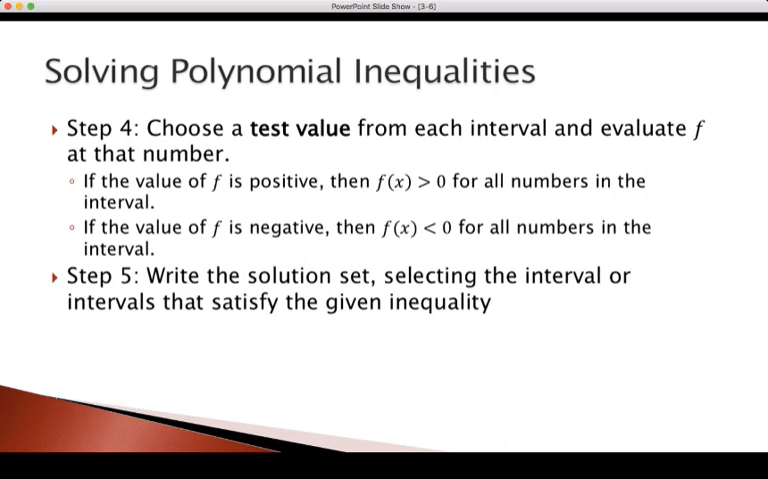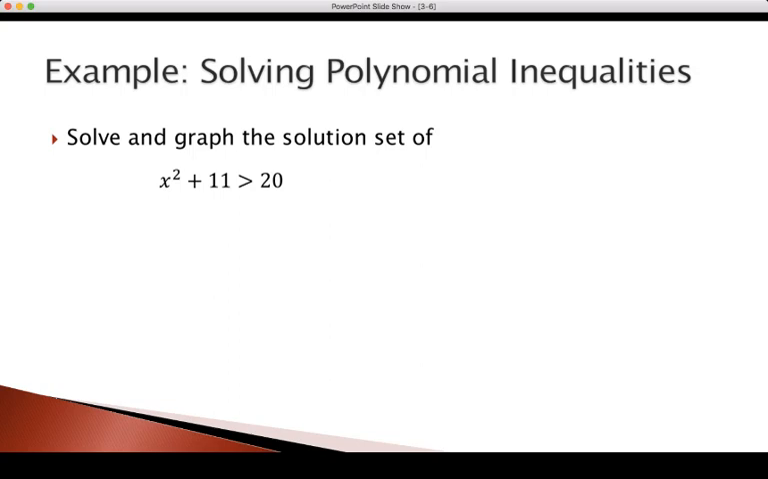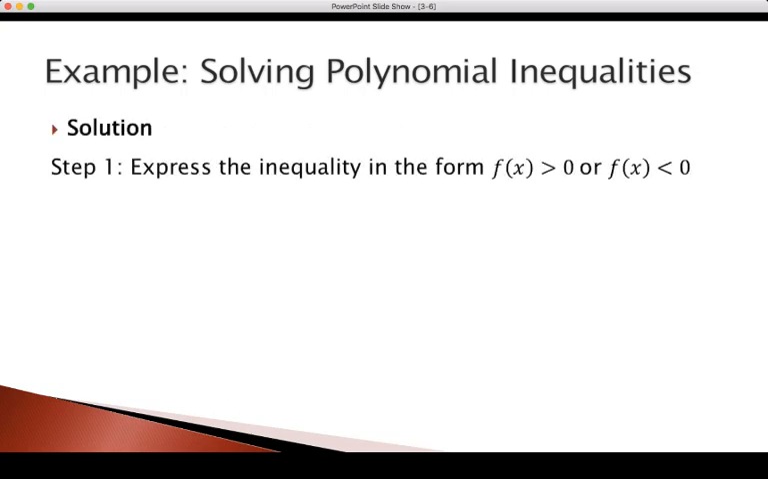These steps are all fine and dandy. Now let's see an example. Solve and graph the solution set of x squared plus 11 greater than 20. Now, step 1. Express the inequality in the form of f of x is greater than 0 or f of x is less than 0. So we have x squared plus 11 is greater than 20. This is not in the form that we need yet. What we need is just the polynomial on one side and a 0 on the other. So what we need to do is subtract 20 from both sides.